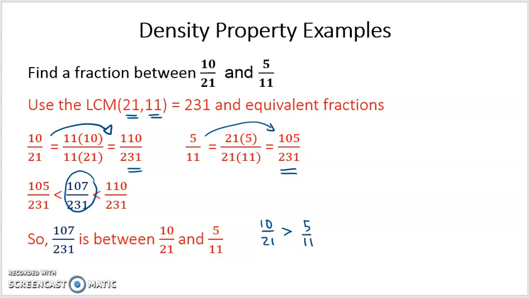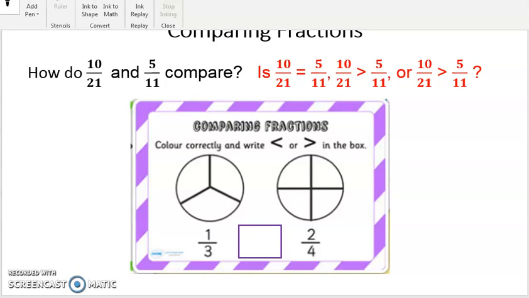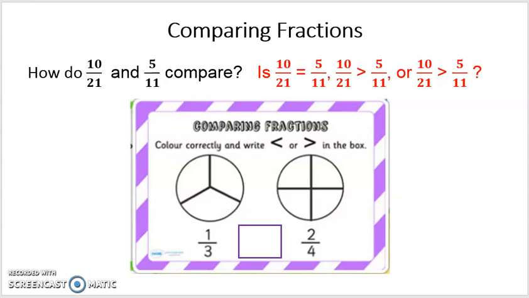All right, so by comparisons, we're saying with fractions like 10/21 and 5/11, there are three choices. Either they could be equal, 10/21 could be greater than, or, excuse me, less than. So 10/21 could be greater than, equal to, or less than 5/11. Those are the only options.